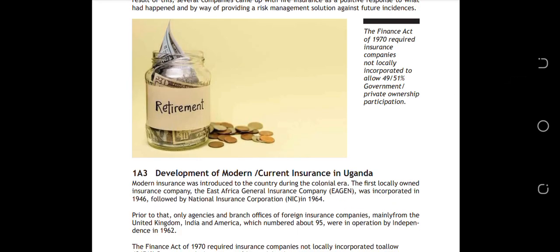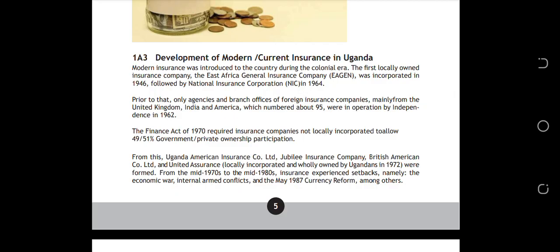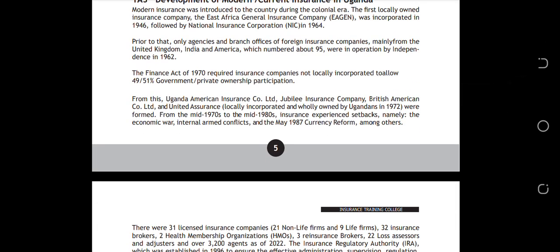Let's talk about the development of modern and current insurance in Uganda. Guys, it is now coming to Uganda. Are you together with me? In Uganda, when did it come? It came during the colonial era. The first locally owned insurance company, the East African General Insurance Company, that is the EGIN, was incorporated in 1946, followed by the National Insurance Corporation, the NIC, in 1964. Prior to that, only agencies and branch offices of foreign insurance companies, mainly from the UK, India, and America, which numbered about 95, were in operation by independence in 1962.